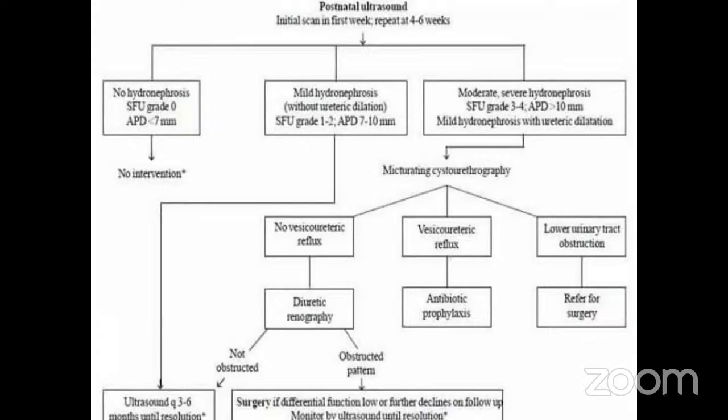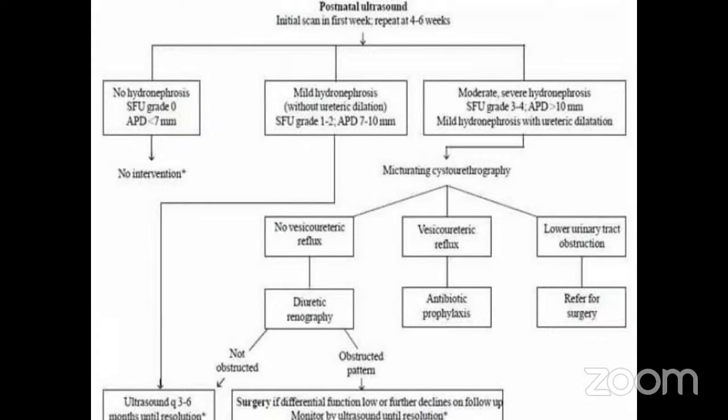Suppose a child has moderate to severe hydronephrosis, SFU grade 3 to 4, APD greater than 10 millimeters, or mild hydronephrosis with ureteric dilatation, go for MCUG. If there is no vesicoureteric reflux, go for a DTPA renogram. If not obstructed, repeat ultrasound at 3 to 6 months until resolution. If an obstructed pattern, surgery is indicated based on the surgical indications. DTPA renography is indicated to rule out other causes of obstruction like PUJ obstruction. Then if vesicoureteral reflux is present, management of VUR is a separate topic.